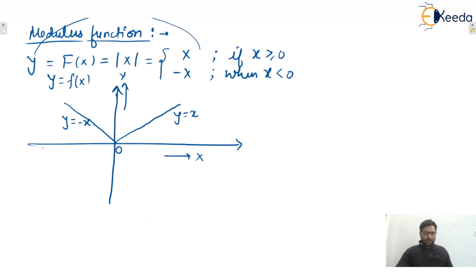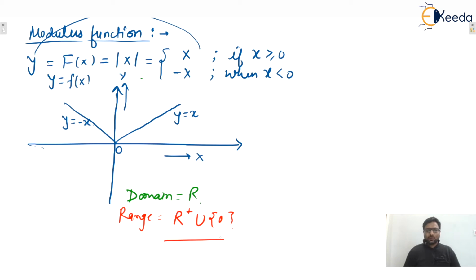Now you only tell me what will be the domain. We can give any input, so we can say that the domain is any real number, the set of real numbers. But you can see that whatever the range, all outputs are above the x axis, on the positive side. So we can say the range contains the set of positive real numbers union with 0. When x equals 0, then the y value will be 0 only, isn't it?